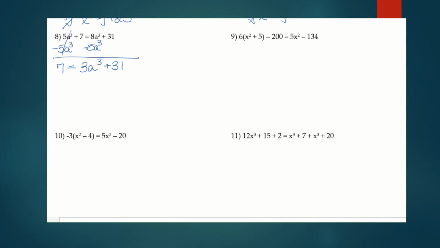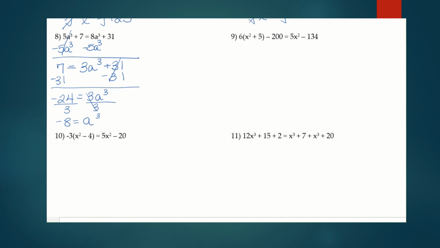I'm going to bring the 31 over to the other side through subtraction. And when I do that, I get negative 24 equal to 3a cubed. To get the a cubed by itself, I'm going to undo this multiplication with division. And negative 24 divided by 3 is negative 8 equals a cubed.